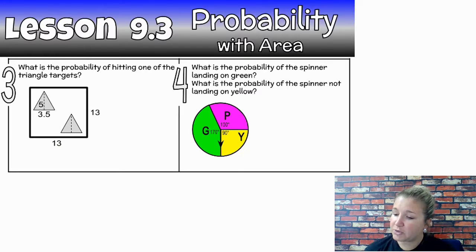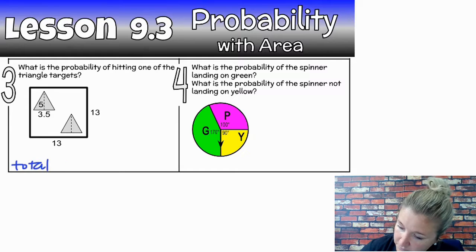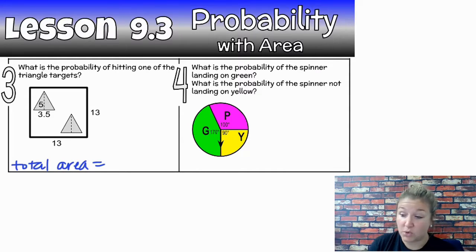Okay, let's look at example 3 here. What's the probability of hitting one of the targets? So this time, I'm not trying to take out anything. I'm trying to find the area of those shaded regions divided by the total area. So let's look at that total area first. It's essentially a square, 13 times 13, and that gives you 169.